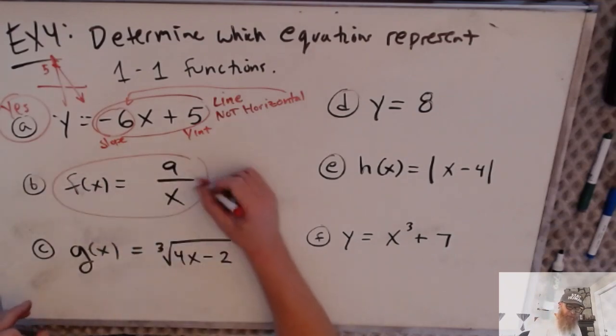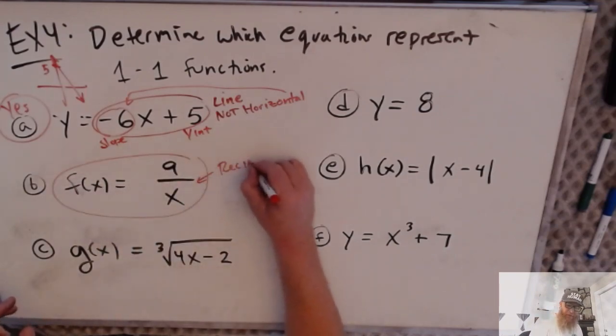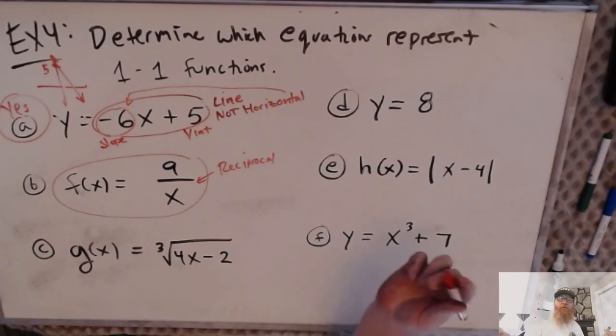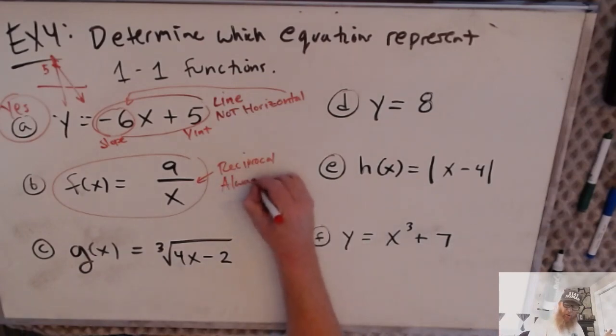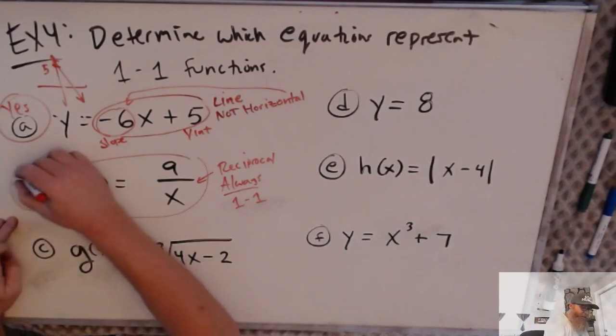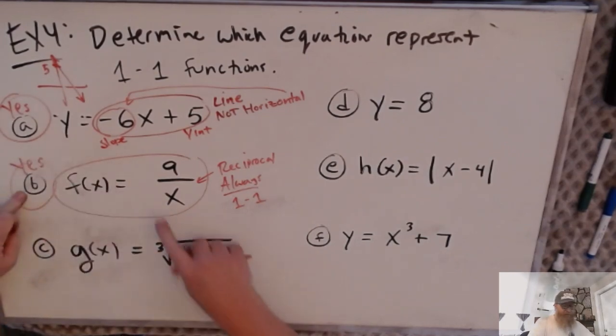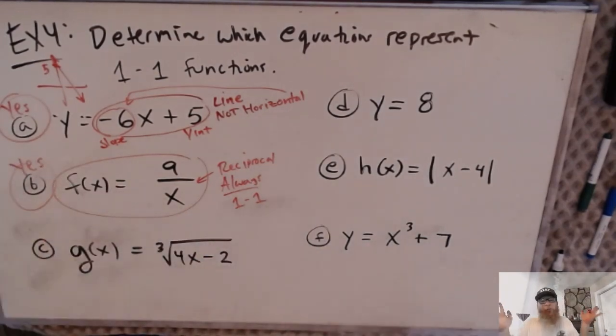Okay, this is a reciprocal function. Reciprocals are always 1-to-1. So yes. This is always 1-to-1. I don't even have to draw the graph. I know that it's always 1-to-1.